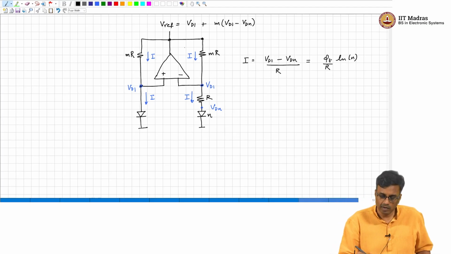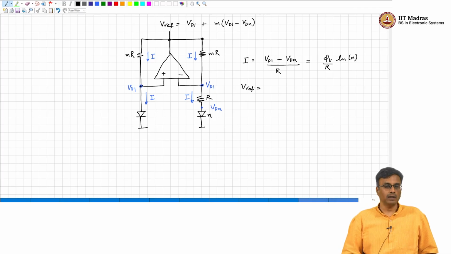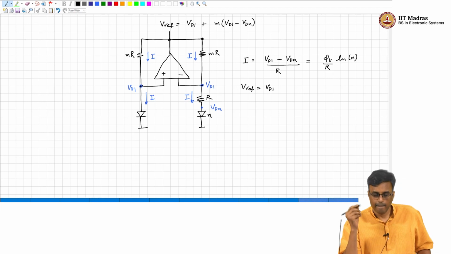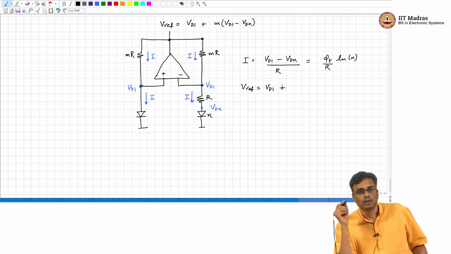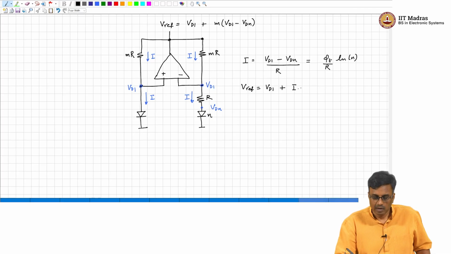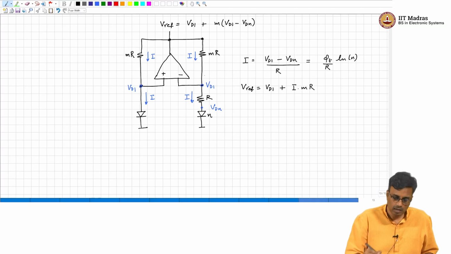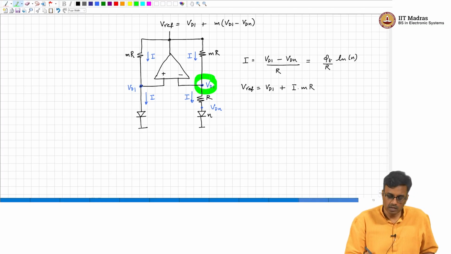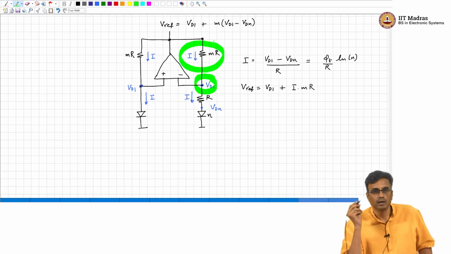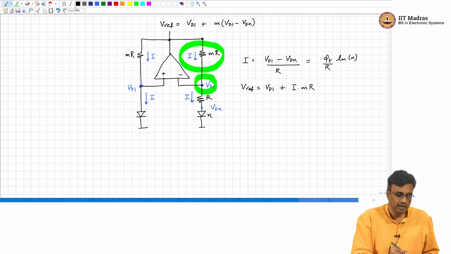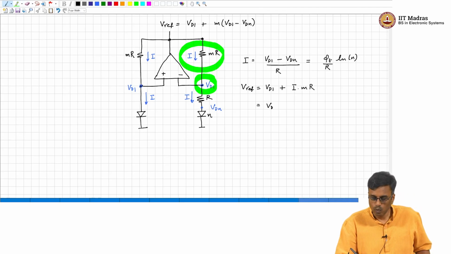And therefore, what is Vref by analysis? It is nothing but VD1 plus I times MR, that is basically this voltage plus the voltage drop across MR. So, that is basically VD1 plus phi t ln n times n.